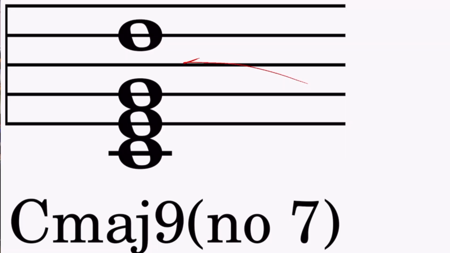Now you can exclude the seventh if you want to, but we notate that, either in the specific notes if you've got sheet music, or in the chord symbol. We just add a bracketed no 7. Let's do another extension.